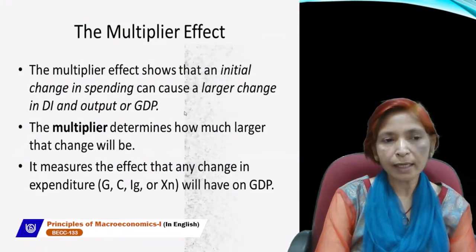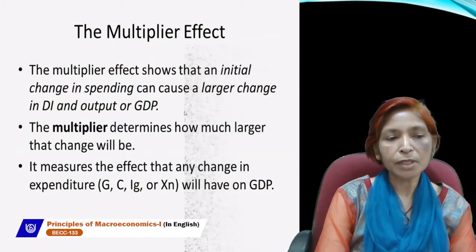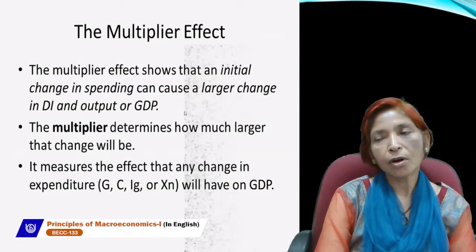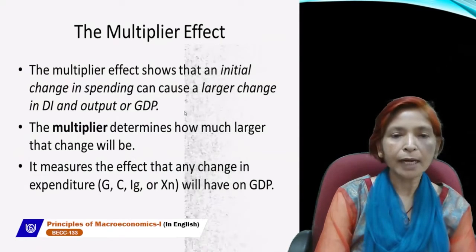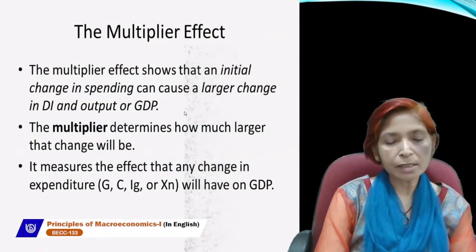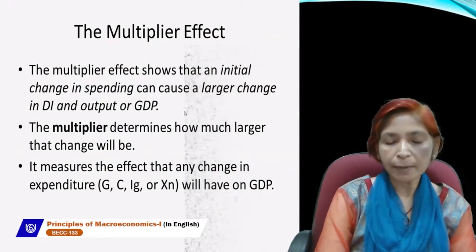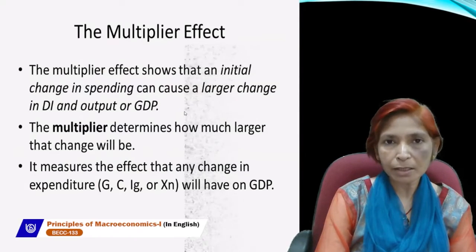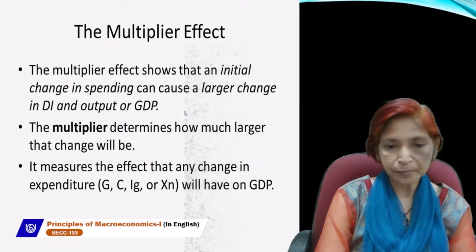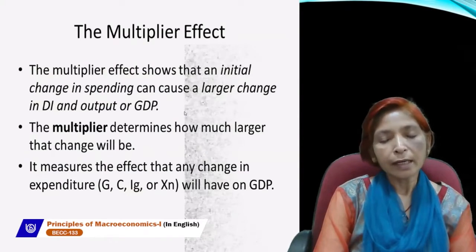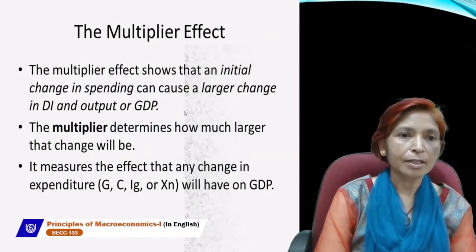Multiplier effect shows that an initial change in spending can cause a larger change in disposable income and output or GDP. Multiplier determines how much larger that change will be. So it measures the effect that any change in expenditure, either it may be change in government expenditure, consumption expenditure, investment expenditure or in exports, all will give effects on GDP. So this is called multiplier effect.